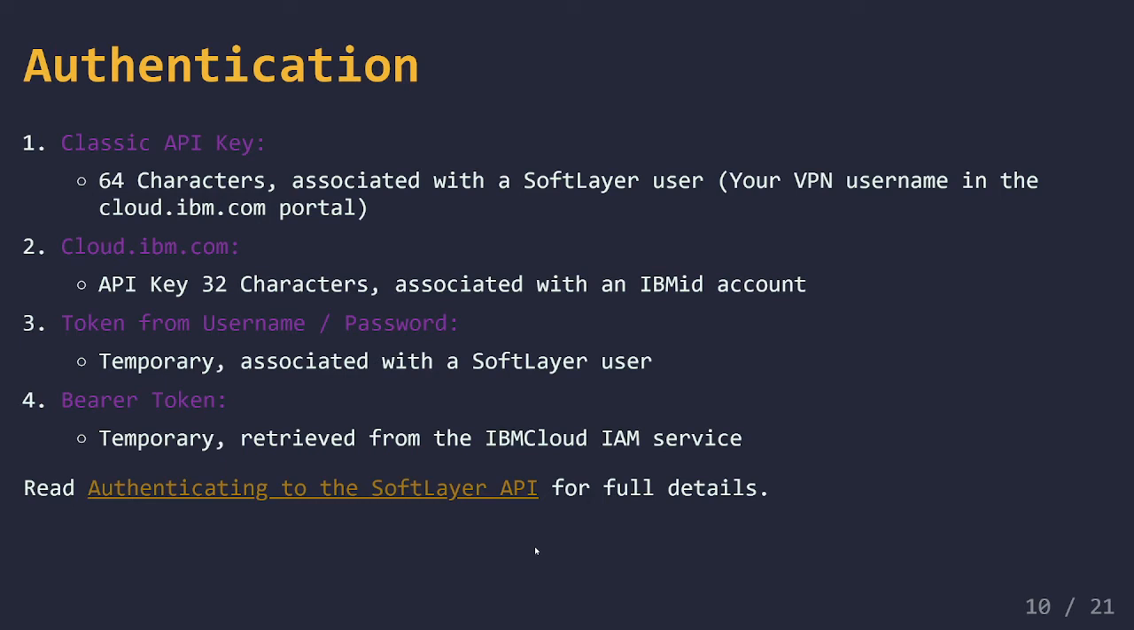And then you can have a token from a user and password. So you take your SoftLayer user and your SoftLayer password, and you can authenticate to the API that way. If you have an IBM ID account, that's not available to you, unfortunately. But you do have a bearer token that you can get with your IBM ID. The IBM Cloud API service has an IAM service, and you authenticate to that. That'll give you a bearer token, and you can use the bearer token to authenticate and make API requests. All of that is detailed fully in the Authenticating the SoftLayer API article, which you should read if you don't understand all of that.